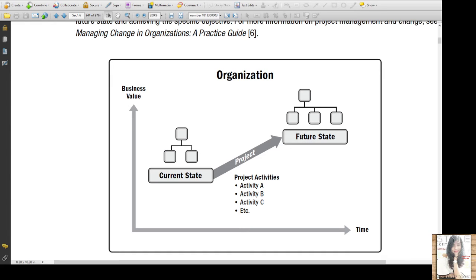For more information on project management change, see Managing Change in Organizations, A Practice Guide. So this is the chart. The chart shows business value and time. You will see the three dots, there is a current state. It goes to the future state. So the project objective activities are activity A, B, C, D, etc. So projects drive change in organizations from a project perspective, and projects aim at moving an organization from one state to another state. So you will see that. So let's move on.